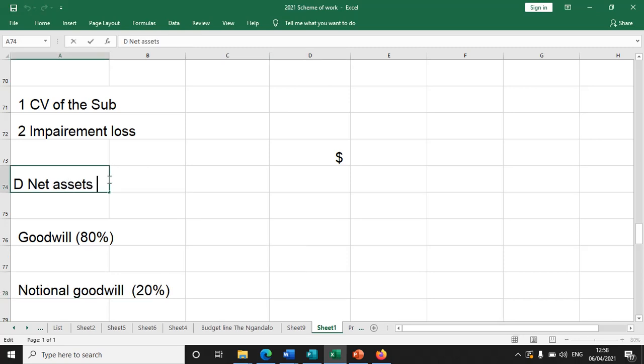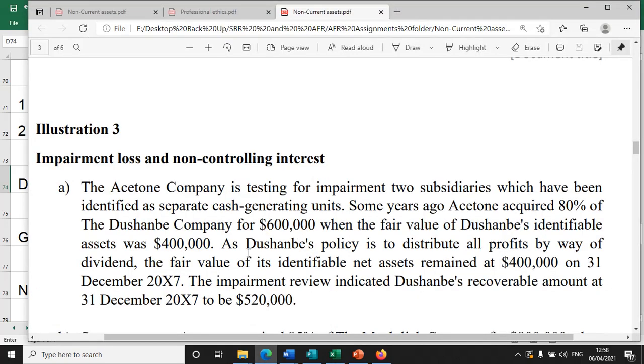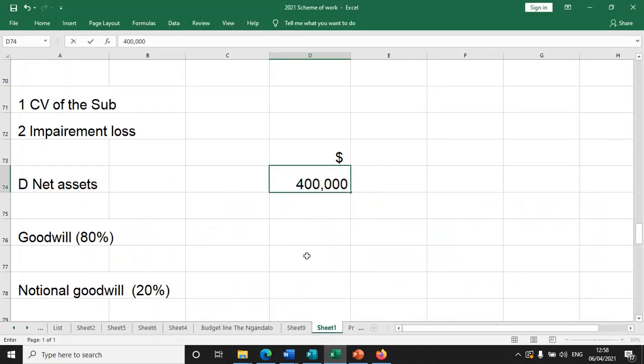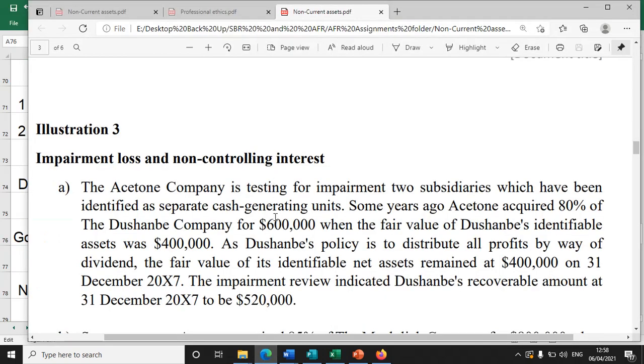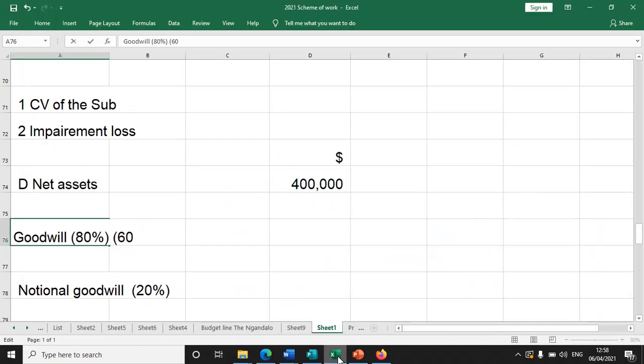So again, from our record, our question, we have our net assets standing at 400,000. I hope that you can see that. And then we have our goodwill, partial goodwill standing at, let me just get back to the question. We are told we acquired the net assets at 600 and the net assets were standing at 400. They're still standing at 400 because all profits were distributed by way of dividend.